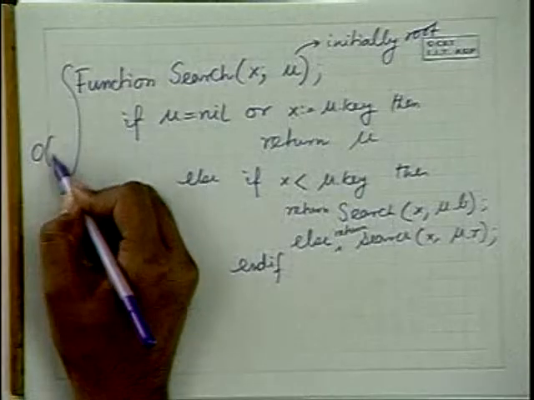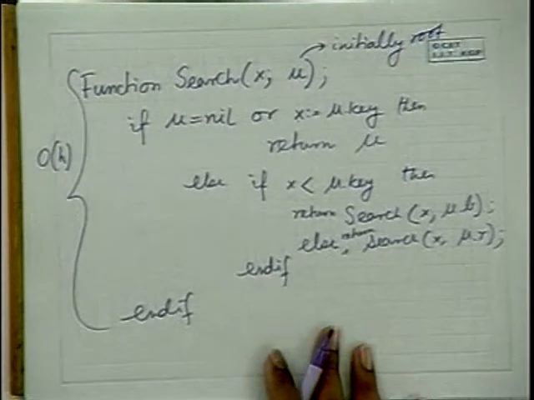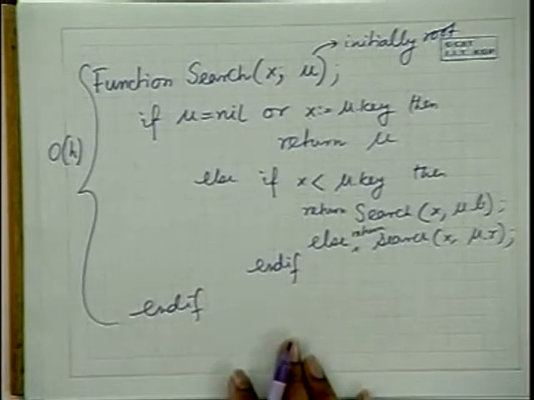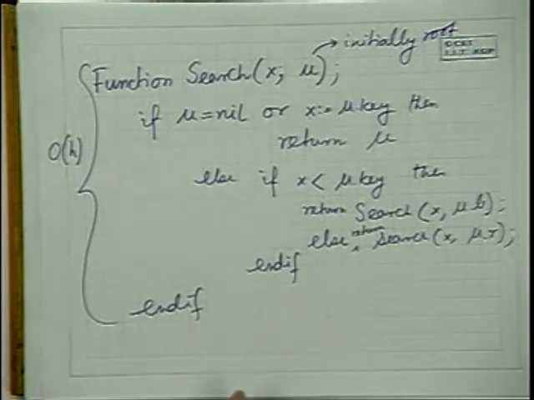The complexity is order of h, where h is the height of the tree. We'll see, in the worst case, if you are not keeping the binary search tree balanced, h may not be log n. It may be order of n. So one thing you should keep in mind: a binary search tree does not guarantee that the height will automatically be log n.